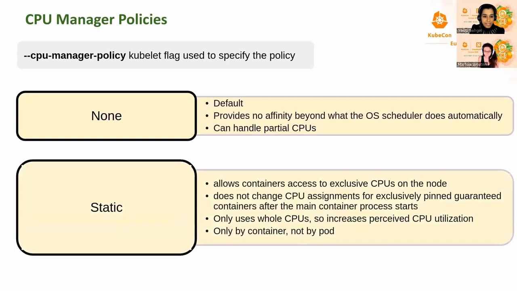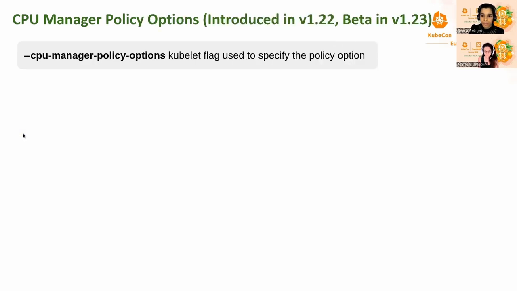When enabled with static policy, CPU manager allows us to allocate exclusive CPUs, and no other containers can be scheduled on those CPUs. Please note that this takes place at a container level, and there's no way for CPUs to be allocated at pod level.